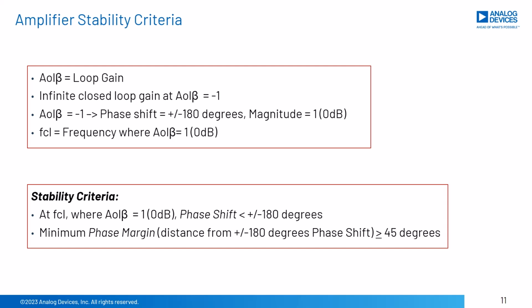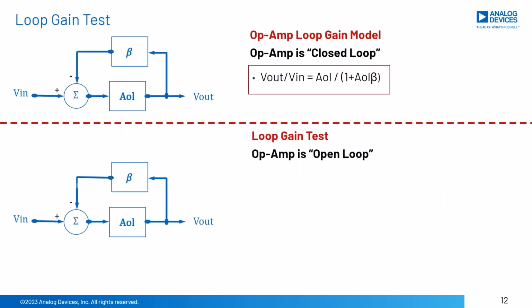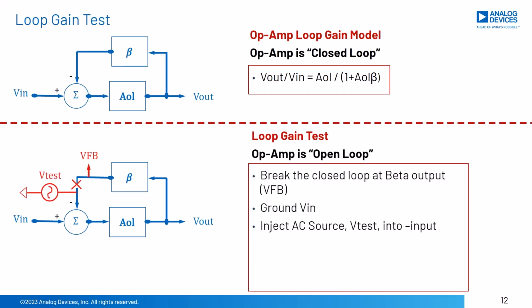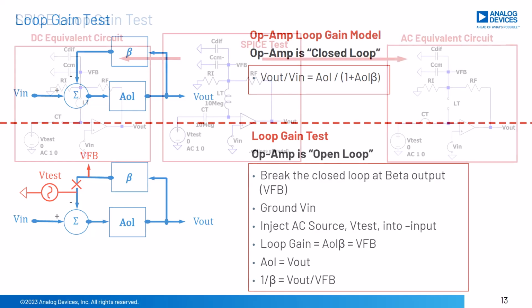To obtain AOL beta information, we must open the op-amp closed-loop gain model and inject a test AC signal, V-test, into the inverting input. In this loop gain test, the op-amp is open loop, and we can measure the key parameters of interest for stability analysis. Loop gain equals VFB, AOL equals Vout, and 1 over beta equals Vout over VFB.